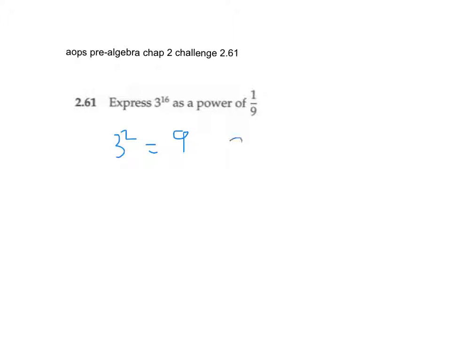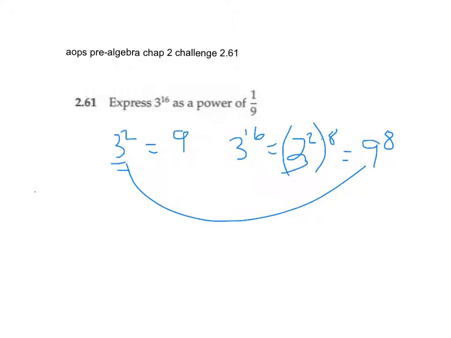So 3 to the 16th equals 3 squared to the 8th power. But 3 squared is 9, so it's the same as 9 to the 8th power. So 3 to the 16th is the same as 9 to the 8th power.